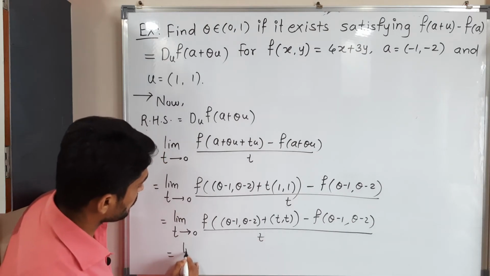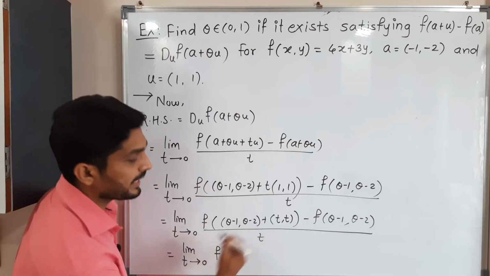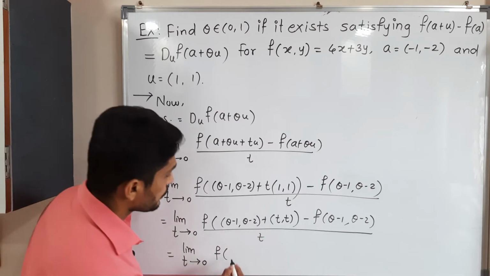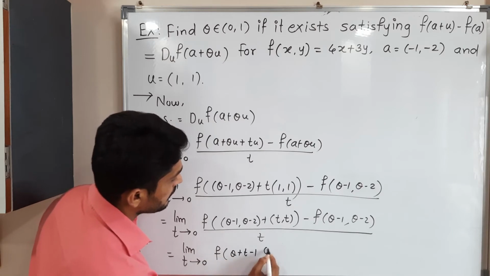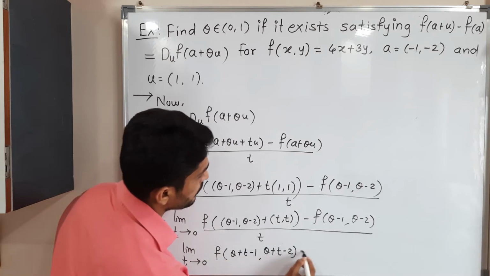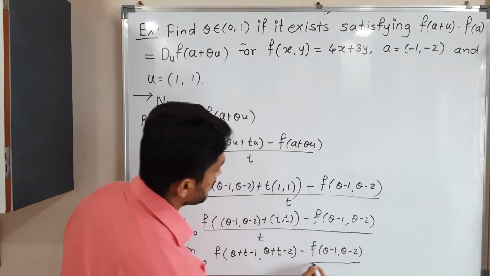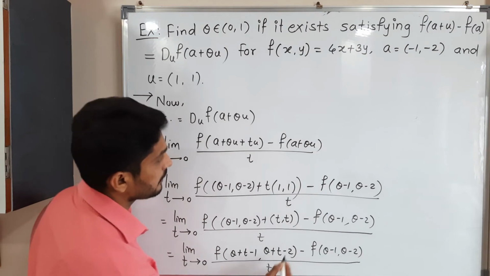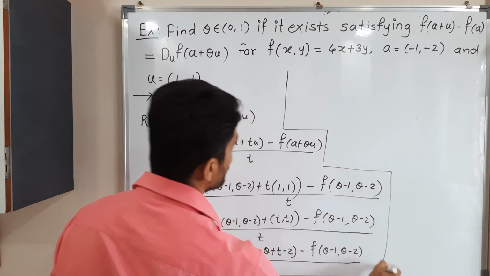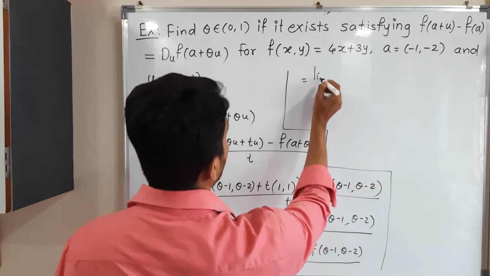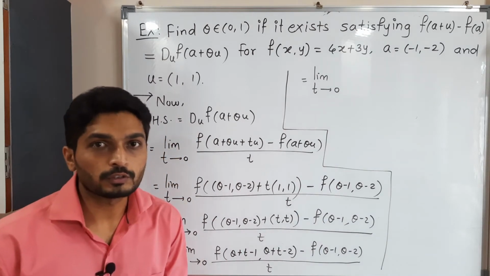So this is equal to limit t tends to 0 f of, now we can add component wise, right? So (theta plus t minus 1, theta plus t minus 2) minus f of (theta minus 1, theta minus 2) divided by t. So we have a space here, we will use that space. So which is equal to limit t tends to 0. We have to follow the definition.